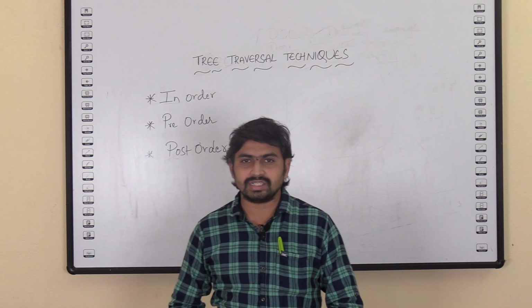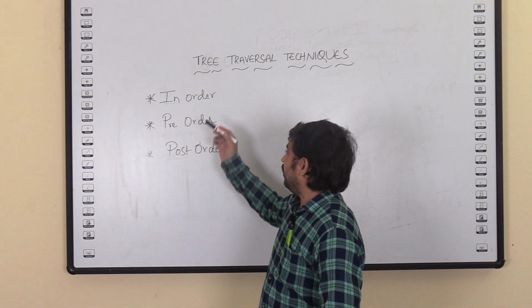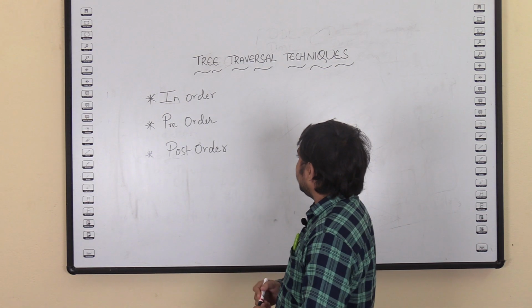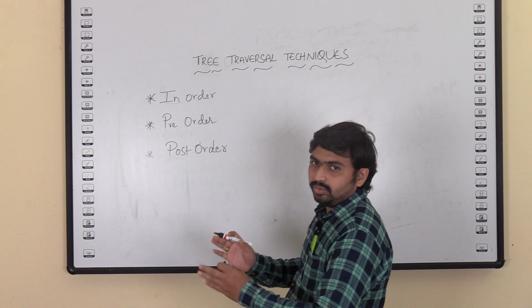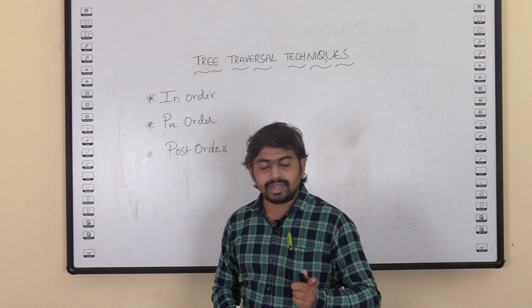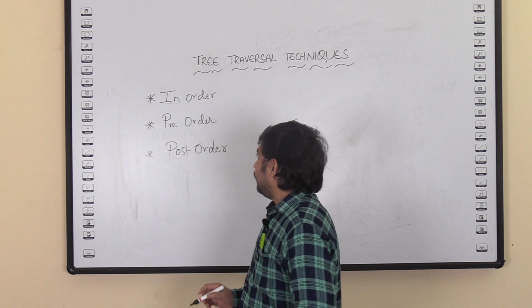Today I discuss tree traversal techniques. In tree traversal techniques, three different kinds are there. First one is in-order, then pre-order, and post-order. In in-order, the tree is divided into three components. First component is the root node, next component is the left node, another component is the right node.